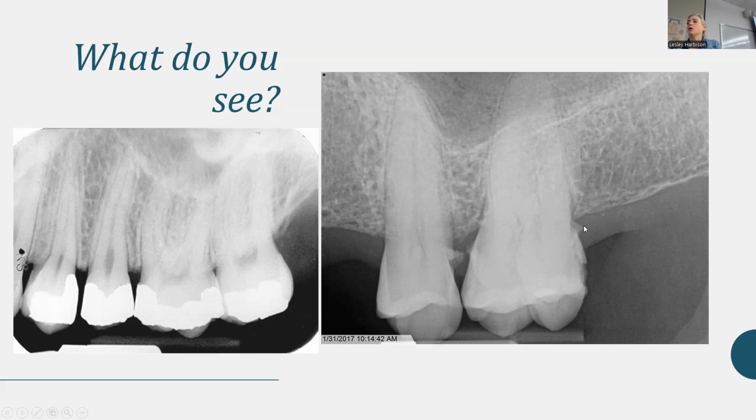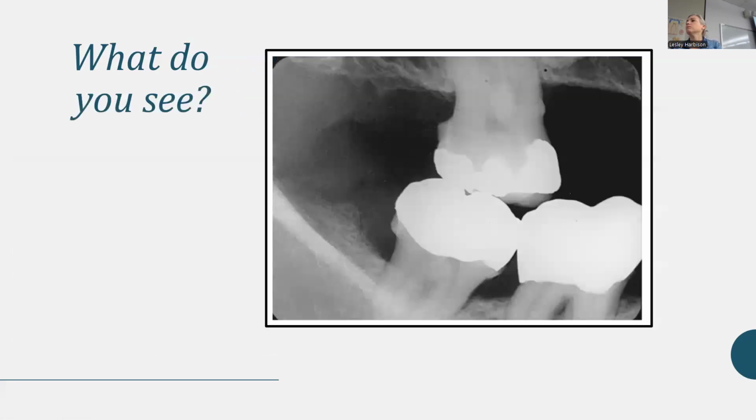Here you can see we got some more local factors. Loss of the lamina dura, calculus. Again, loss of the lamina dura, looks moth-eaten, calculus, missing teeth, open margin on the crown, furcation involvement. So there's lots of things to pick up and see.